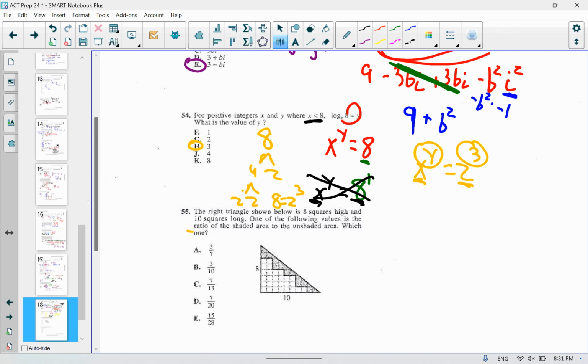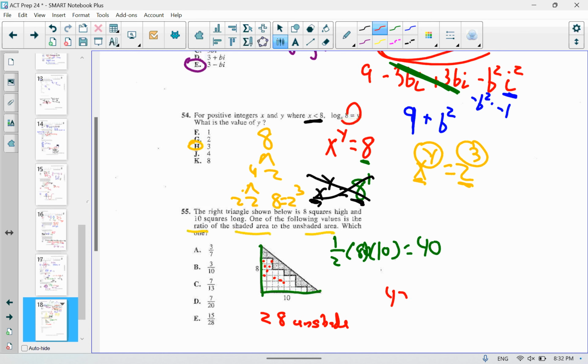Let's see. Ratio of the shaded to the unshaded. So first, I could find that this is 8, this is 10. It's a triangle. So 1/2 times 8 times 10 would tell you the total area has to be 40 units. You could then count up how many total units are unshaded. I get 28 unshaded, which means 40 minus 28, I have 12 that are shaded. So I could do 12 over 28, and I could break both those numbers down by 4. So I'd get 3 over 7.